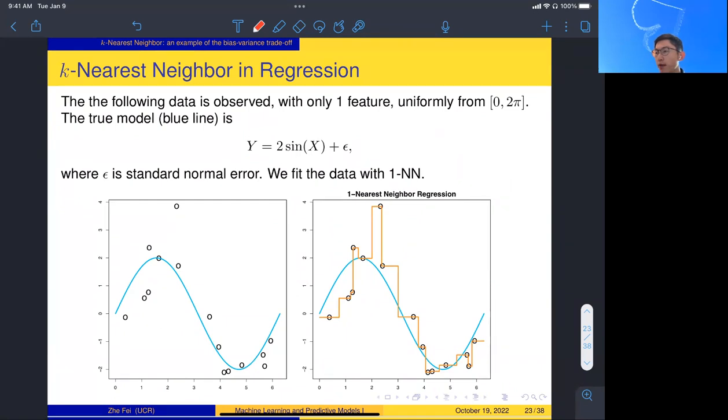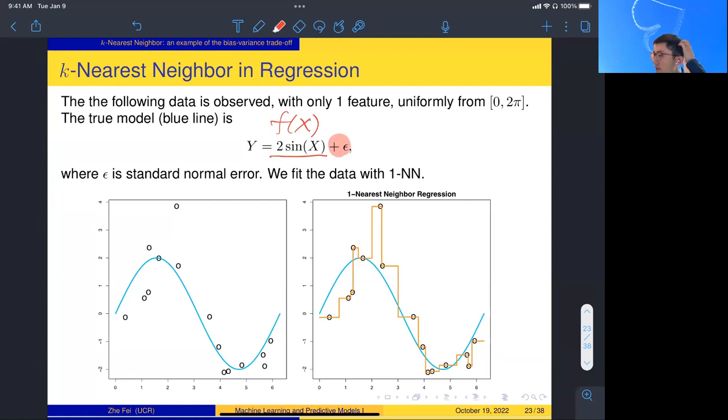So here, the 2 times sine of x function is basically the f of x function that describes the relationship between x and y. And we have only one feature, so a single x in this case. And then, to mimic real data, we want to add some random noise as well. So here epsilon is standard normal error, a random noise that we add to our observation.